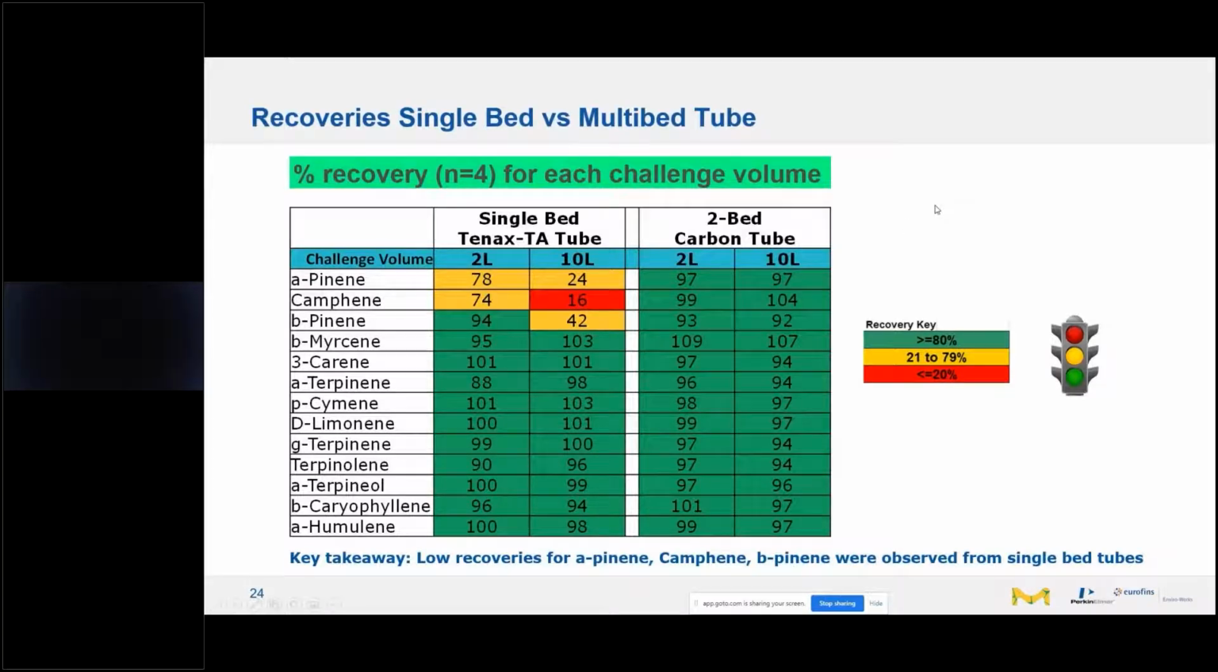We compared a 10x tube to the new two bed carbon tube, and as you can see, 10x does not, at ambient sampling temperatures, do a good job. We're not retaining the lights as well. Jamie took a 2 liter sample volume, and of course, if you're not getting retention at 2 liters, it's going to be worse at 10 liters, and it looks really, really good on the two bed tube.